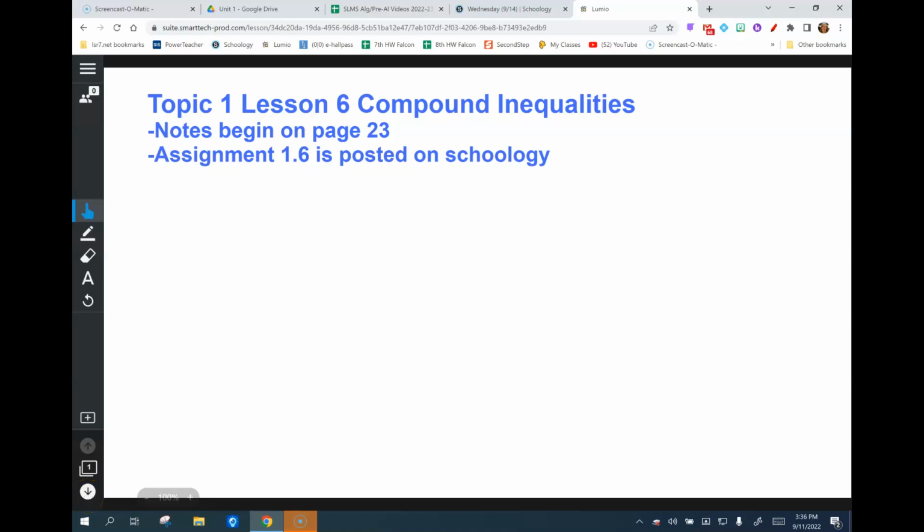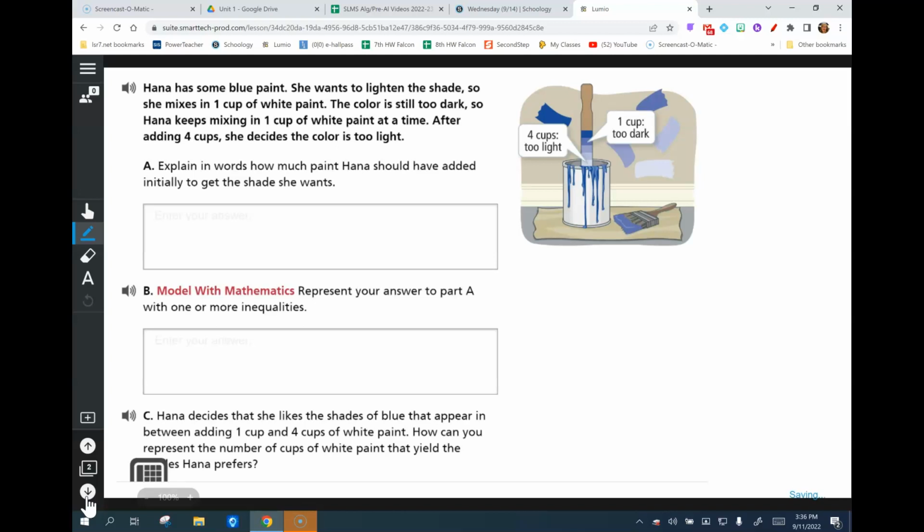So now we are starting with lesson 6, and our notes begin on page 23. So on page 23, you'll read this.